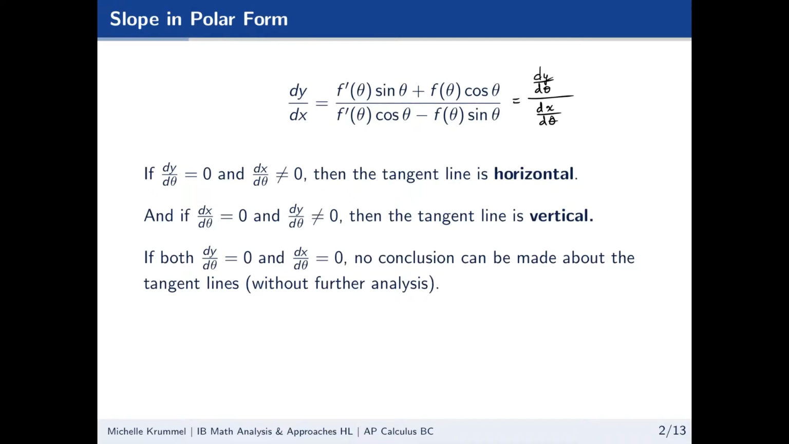Now, if dy d theta is equal to 0 and dx d theta is equal to 0 for a particular value of theta, then we really can't make a conclusion. This is going to be inconclusive. It could be that there's a cusp there, or just something else unusual going on with the graph, or not even. So we would just have to use some other technique to analyze what's happening on the graph at that point if both of these derivatives are 0 simultaneously.